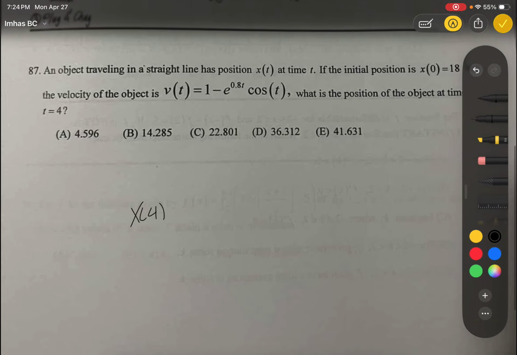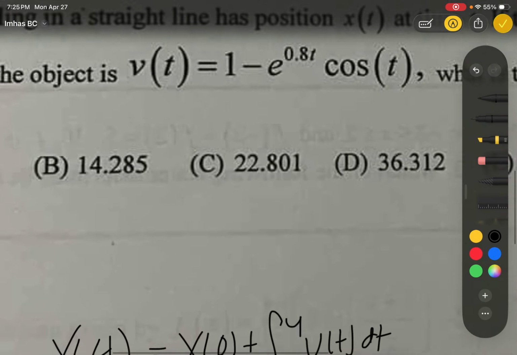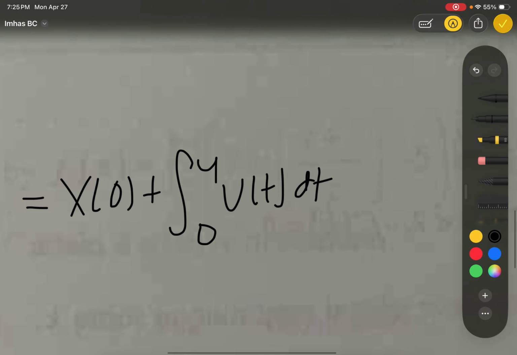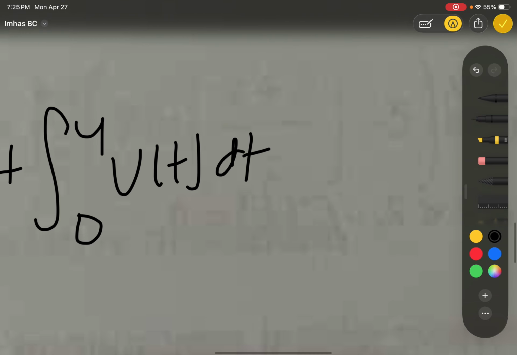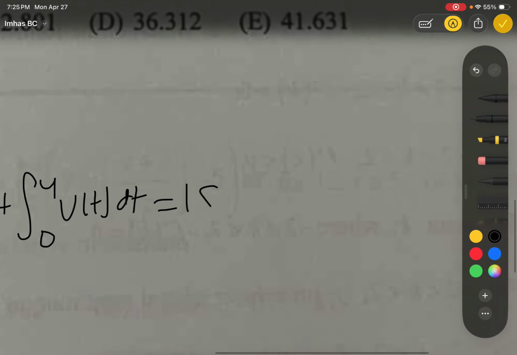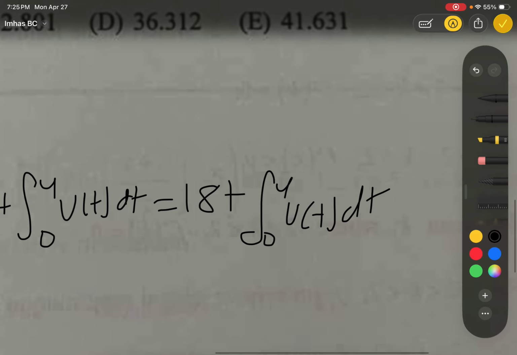So we're going to reuse that candidate's formula, equals x of 0 plus the integral from 0 to 4 of v of t dt. Remember that v of t equals x prime of t, so the slope. So this has the fundamental theorem of calculus. So it's going to be x of 0, which is 18, plus the integral from 0 to 4 of v of t dt.